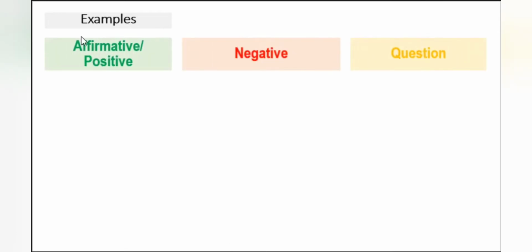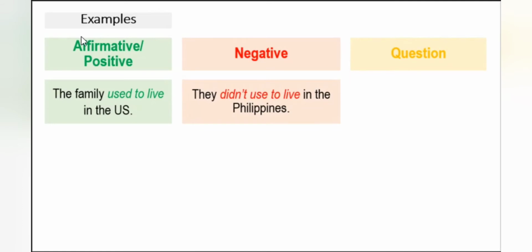Affirmative, negative, question. The family used to live in the US. Ang pamilya ay dating nakatira sa Amerika. They didn't used to live in the Philippines. Hindi sila dating nakatira sa Pilipinas. But of course, nakatira na ngayon. Actually, nauna yung mga sagot, pero how do you make a question? Where did they used to live? Saan sila dating nakatira?